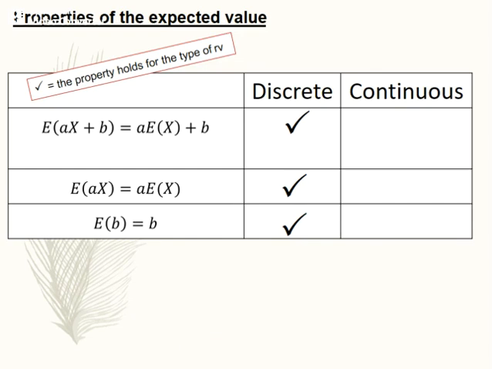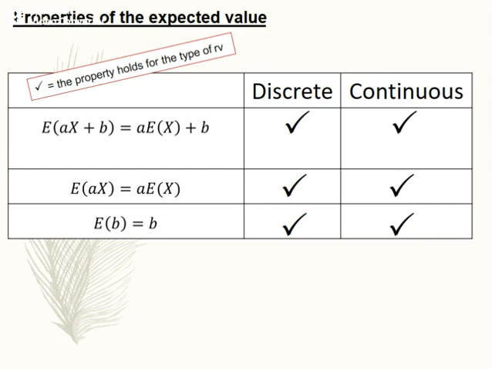Now, hopefully by this time you can see that there are a lot of parallels. Things that applied in the discrete case also apply in the continuous case. So I've put them in this table to summarize them so that you can see them. The tick indicates that the property holds for that particular type of random variable. And you'll be quite happy to know that there's nothing new to learn. These same properties also apply for continuous variables.